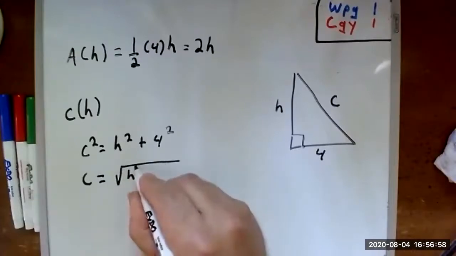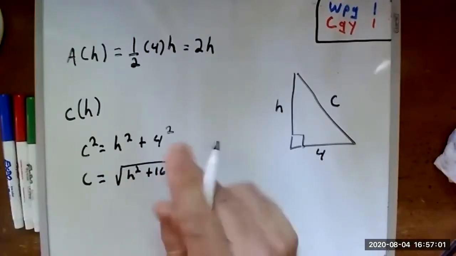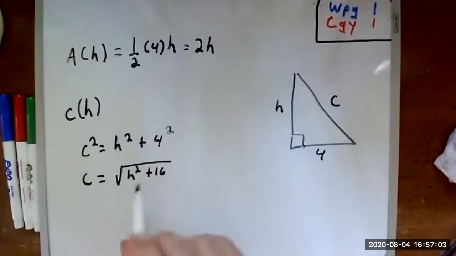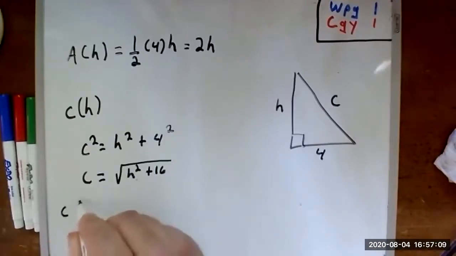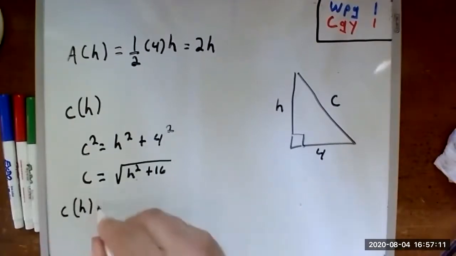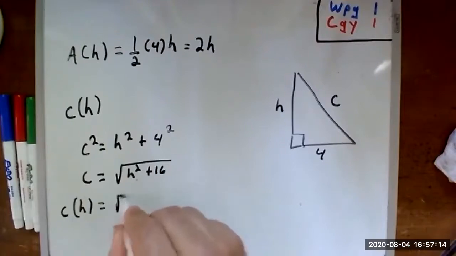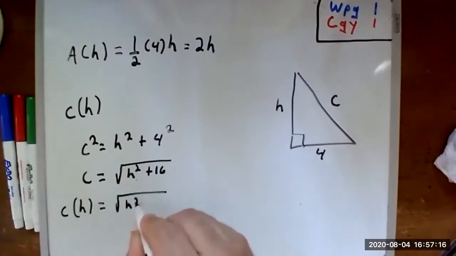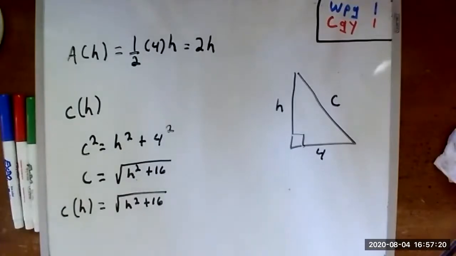I don't want c squared though, I just want c. I can square my 4 at the same time, so c is going to be equal to the square root of h squared plus 16. Now I've got my hypotenuse in relationship to one variable h, so I can say that c of h is equal to the square root of h squared plus 16.